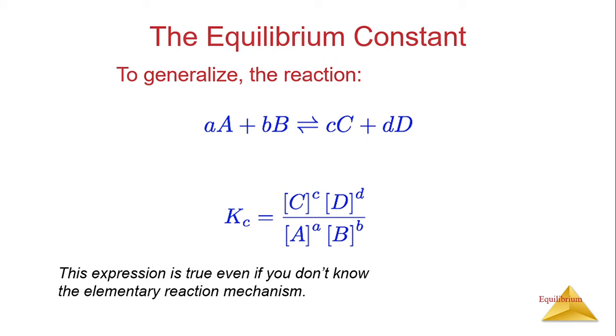Okay? Bracket, again, means concentration. So, ibig sabihin yan, pag binasa natin, concentration of C raised to the power of c times the concentration of D raised to the power of d all over concentration of A raised to the power of a times concentration of B raised to the power of b. Okay, that is equivalent to Kc or the equilibrium constant.